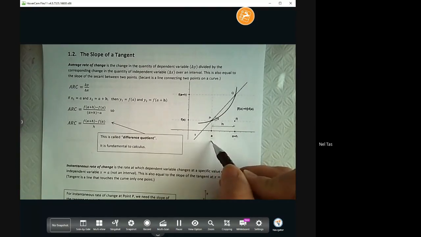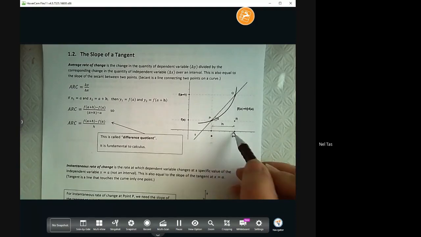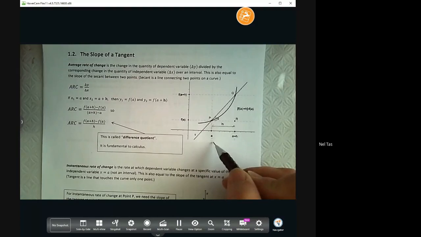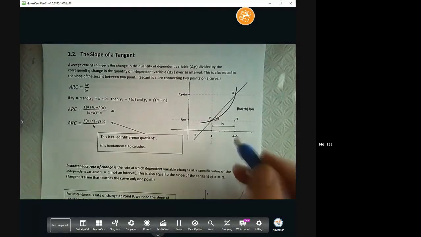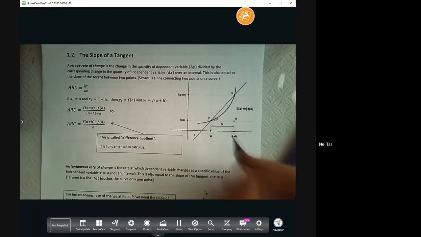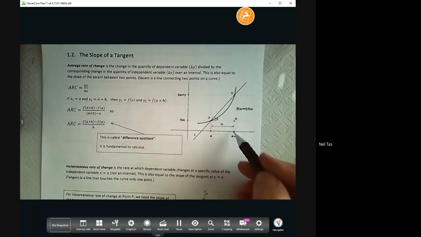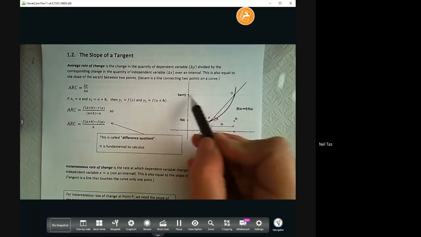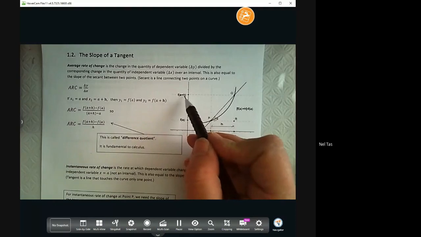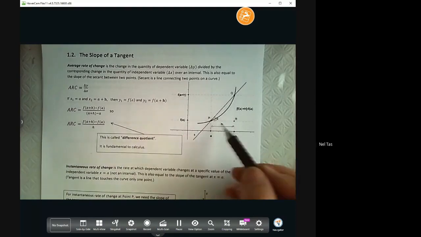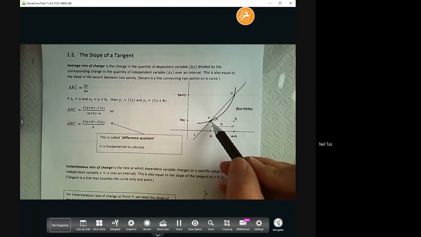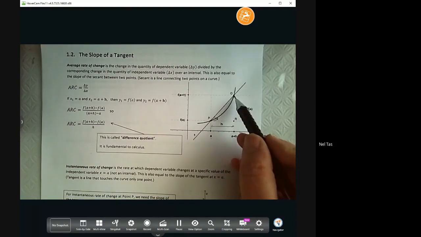Let me give you an example. Let's say a is 2, and the difference between these 2 points is 3. So 2 plus 3, this is going to be 5 if h is 3. All right. So if the x coordinate of point Q is a plus h, then the y coordinate would be f of a plus h. So basically you have 2 points, a, f of a and a plus h, f of a plus h.